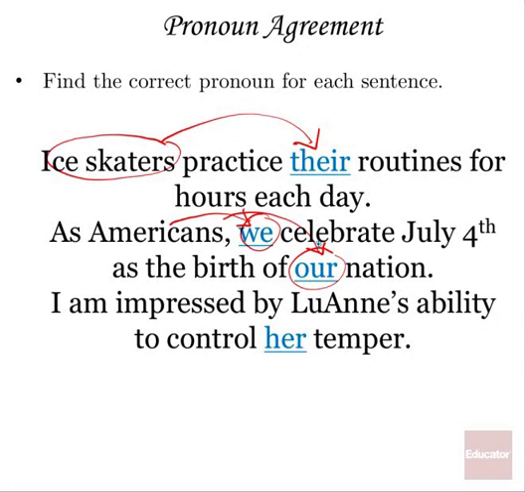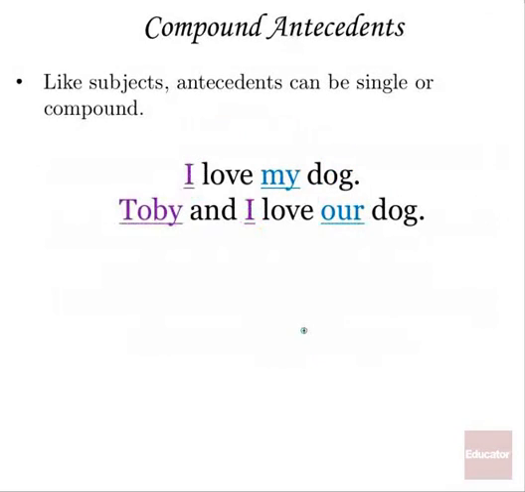If you are speaking to Americans and are not yourself an American, then you would say, "As Americans, you celebrate July 4th as the birthplace of your nation." So this one goes out on a bit of a limb, but again, you've probably picked up from my accent that I'm an American. "I am impressed by Luann's ability to control her temper." Her is standing in for Luann, so we need a third person feminine singular pronoun.